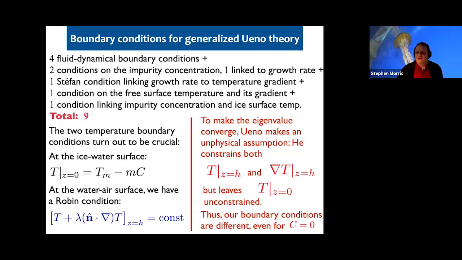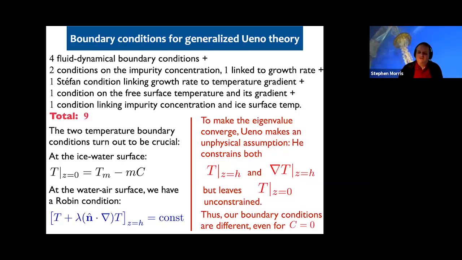So you need two boundary conditions, a second order equation. So he takes these two as his temperature boundary conditions, whereas I have these two, okay? And they're crucially different because this one constrains the temperature at the surface and he leaves it unconstrained, which is very strange because the one thing you know for sure is pure water freezes at Tm. But unfortunately, his theory doesn't enforce that thermodynamic condition. It just leaves that unconstrained.